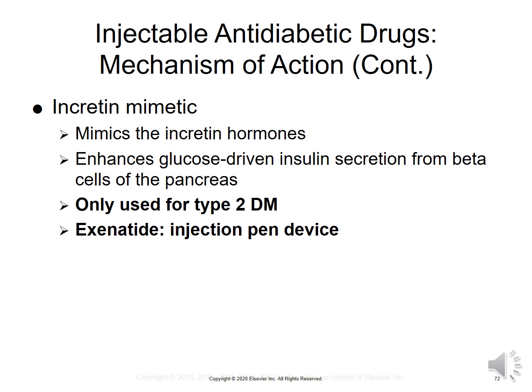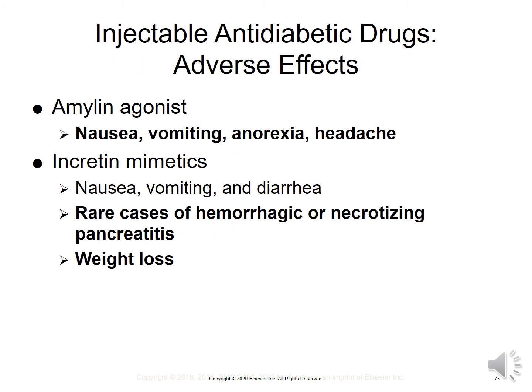Exenatide is an injection pen device that is an incretin mimetic. Amylin agonists, the adverse effects, nausea, vomiting, anorexia, and headache. Incretin mimetics, nausea, vomiting, and diarrhea. It can cause rare cases of hemorrhagic or necrotizing pancreatitis and weight loss.